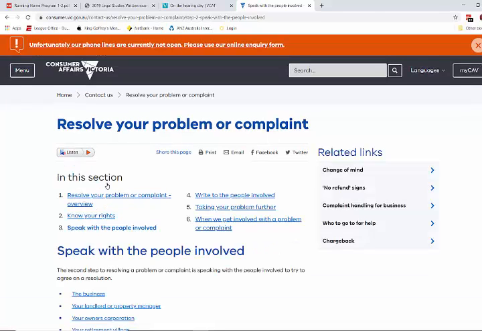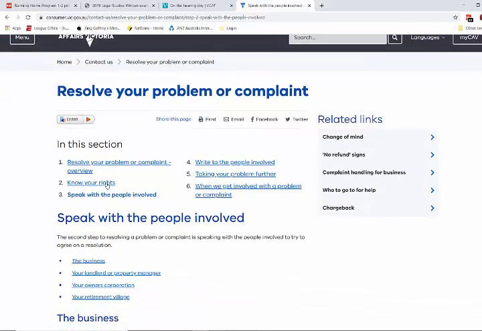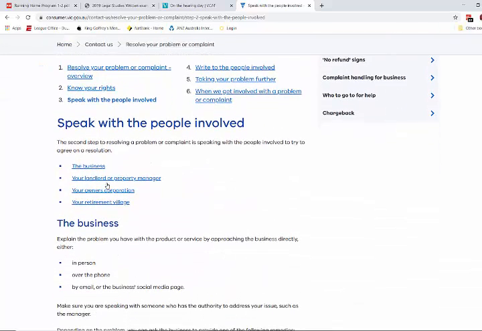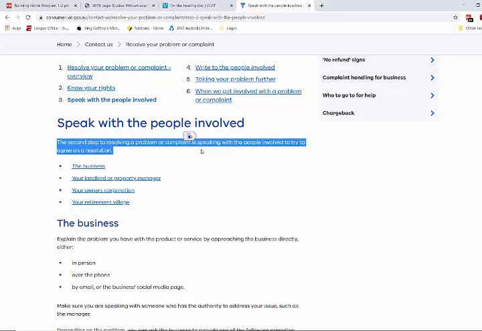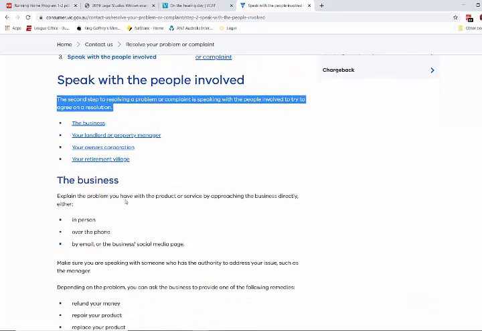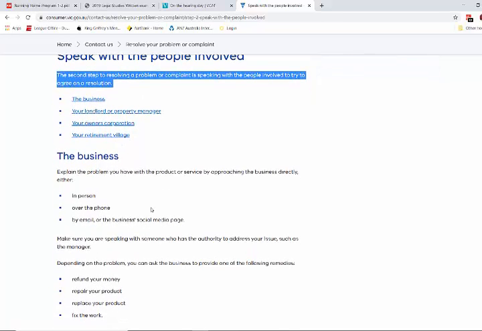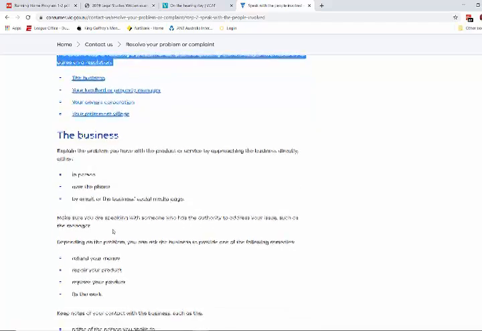And you'll find that CAV, in a way, takes a really similar tone to VCAT. They say, hey, the second step to resolving a problem is speaking with the people involved. Okay? So if it's the business, you need to explain the problem you have and approach them directly, either in person, over the phone, or by email, or on the business's social media page. And here's some things you can do.